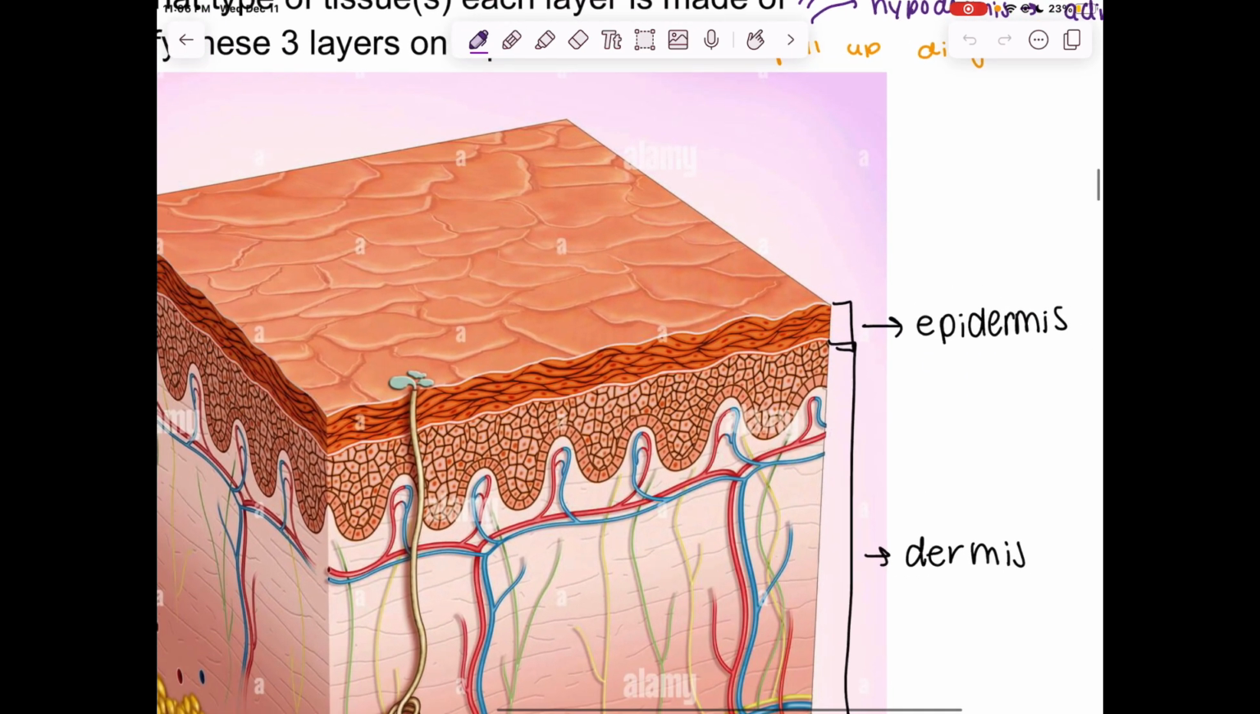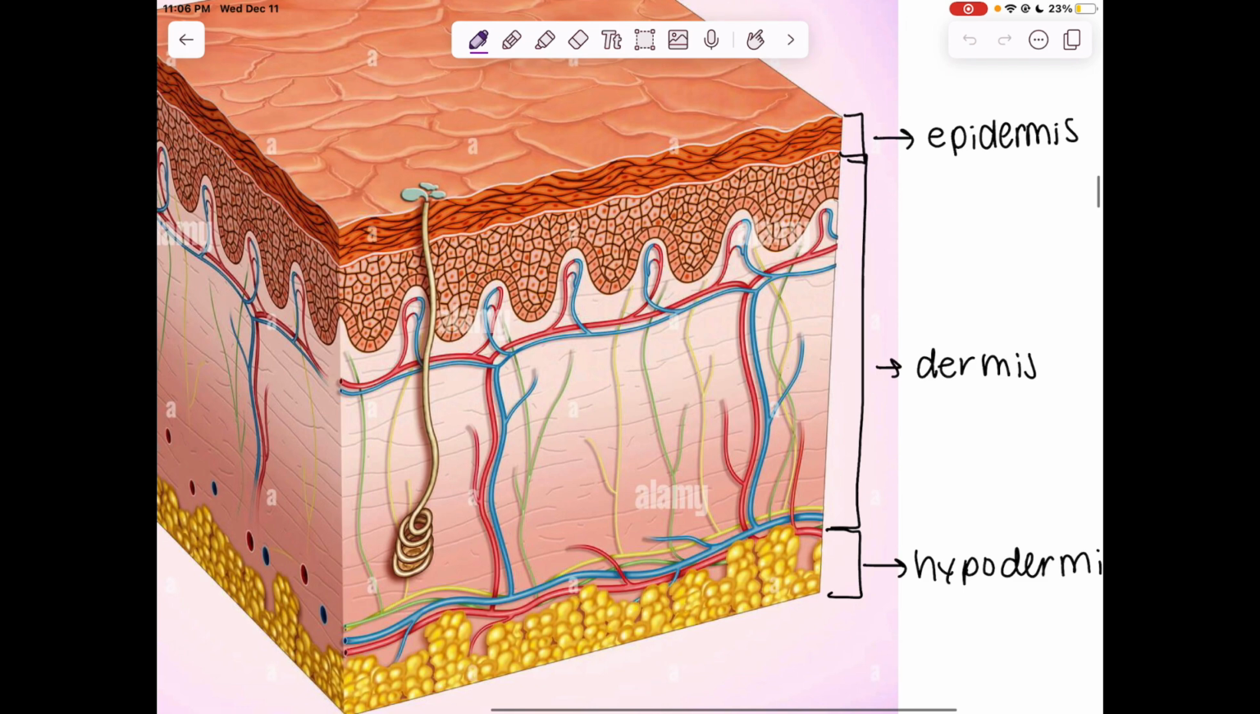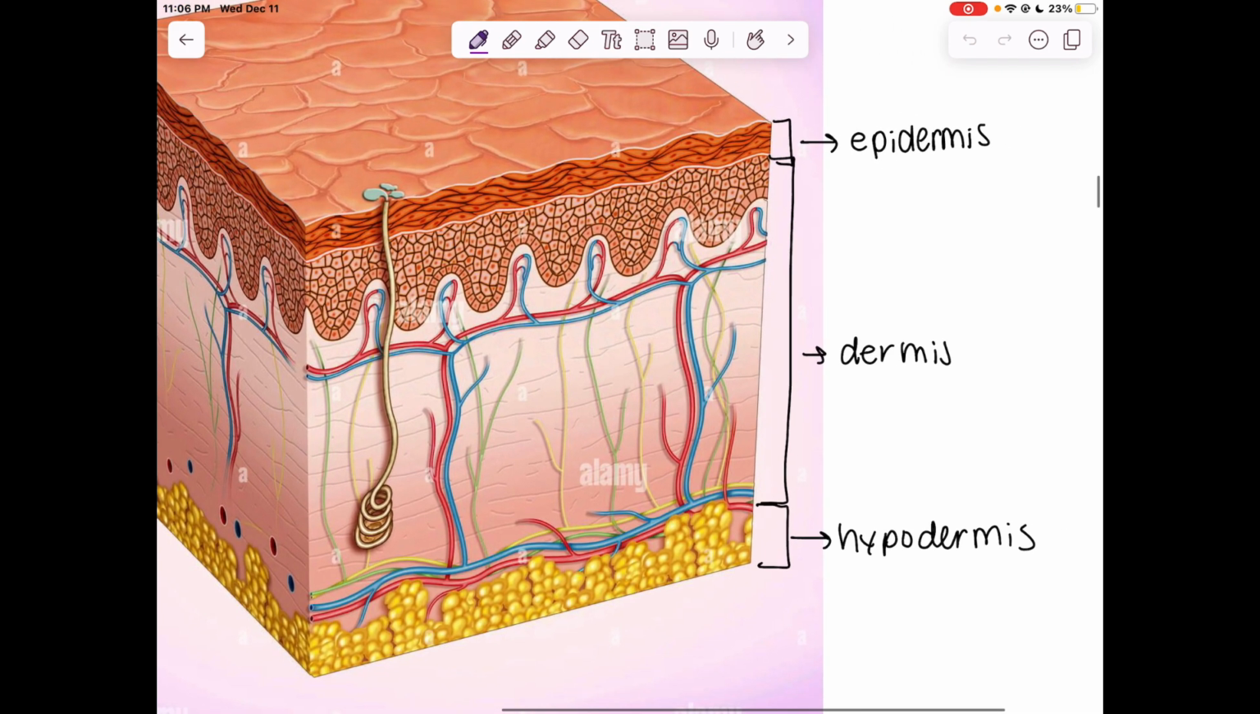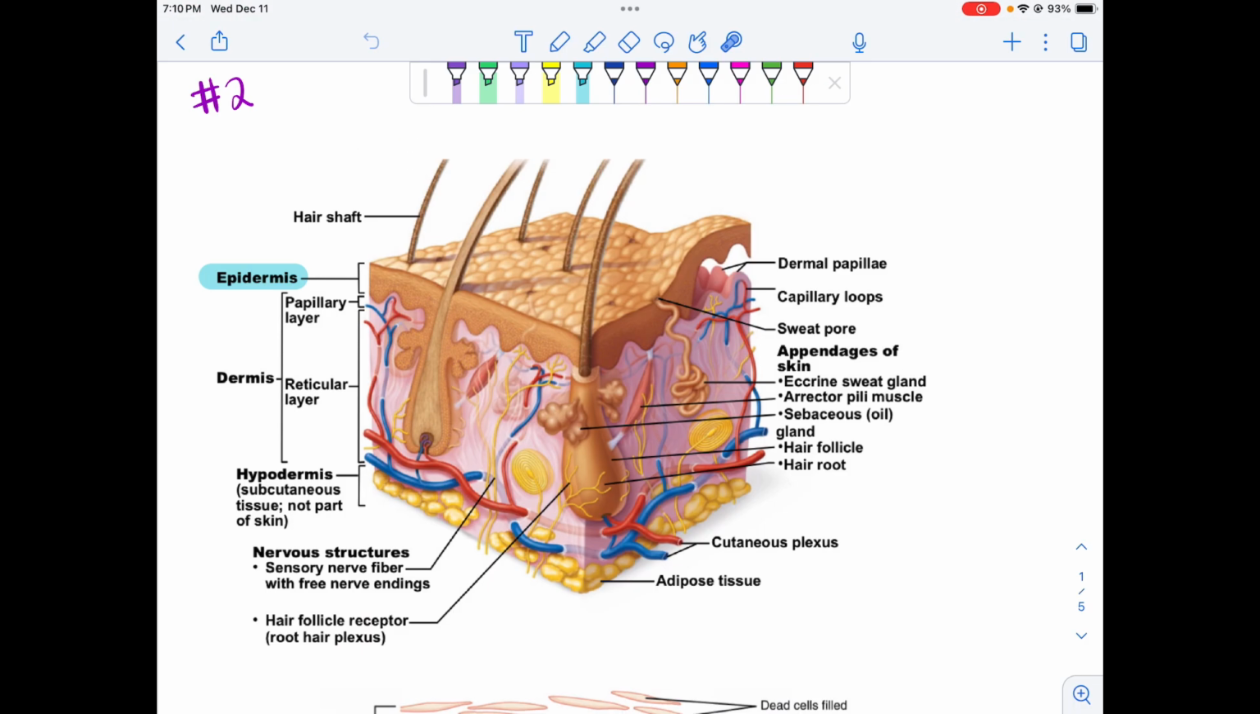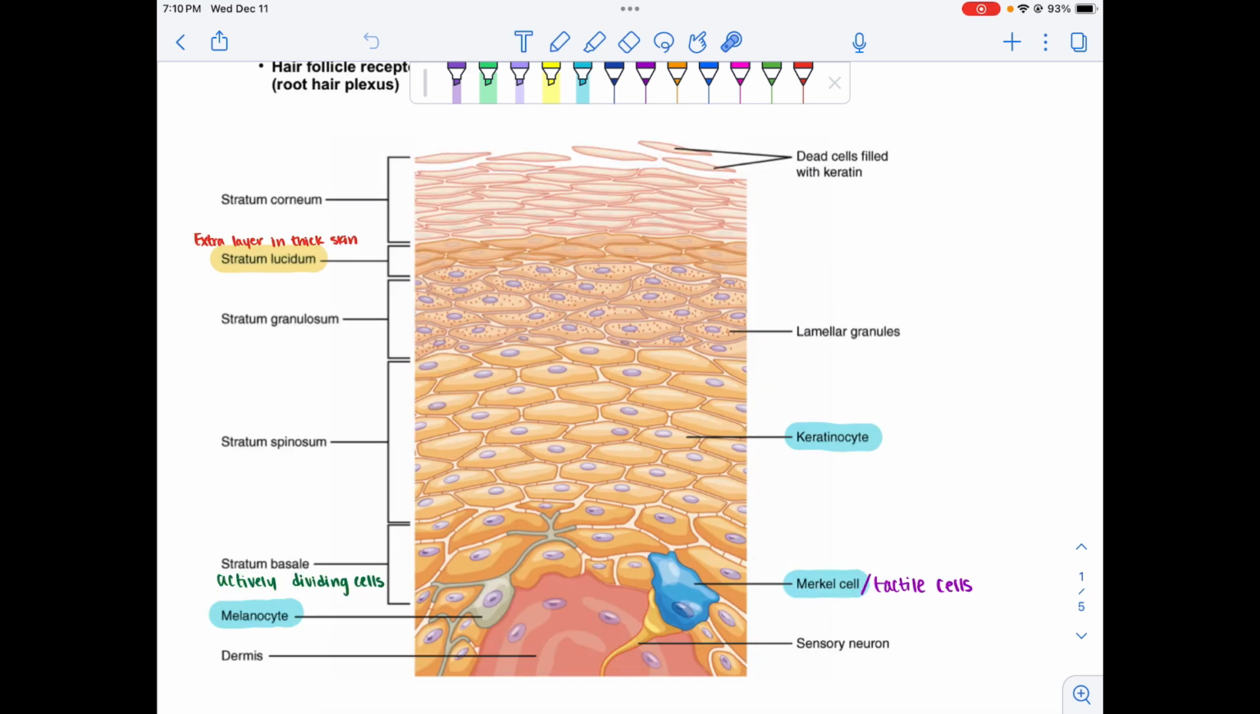This top layer is the epidermis, the middle layer is the dermis, and this bottom layer, full of fat cells, is the hypodermis. We're going to look at the epidermis, which is this top layer of cells in the skin. These are the layers of the epidermis, and there are 4 different cell types within the epidermis.